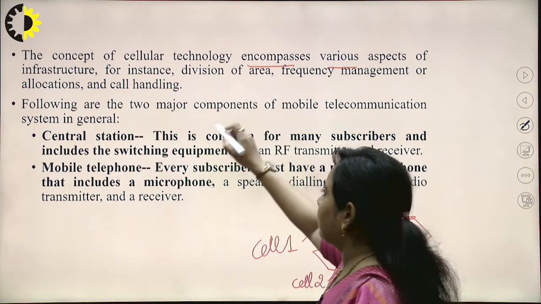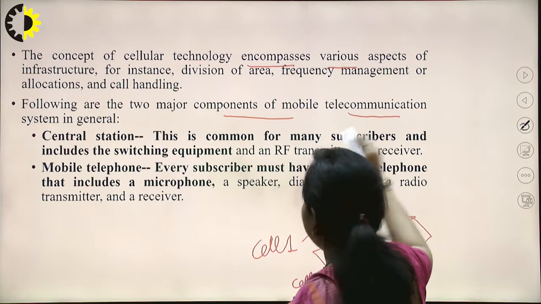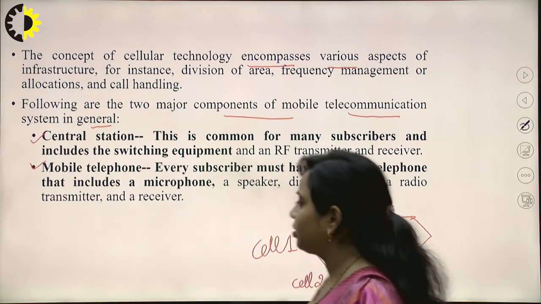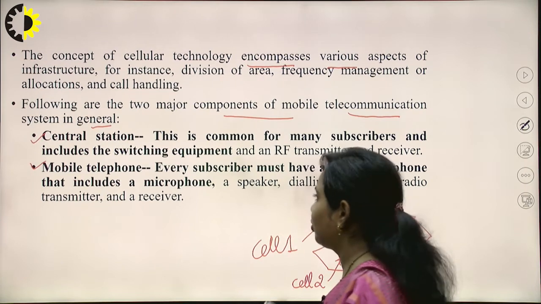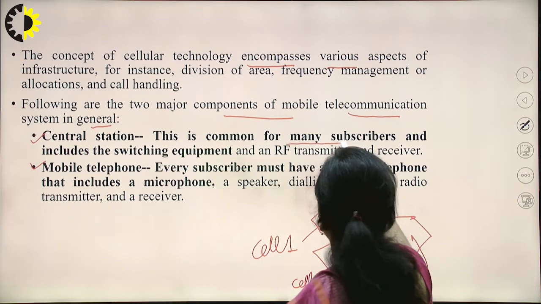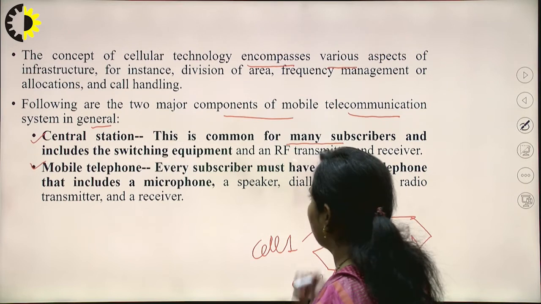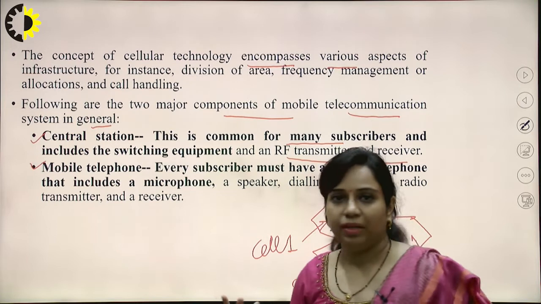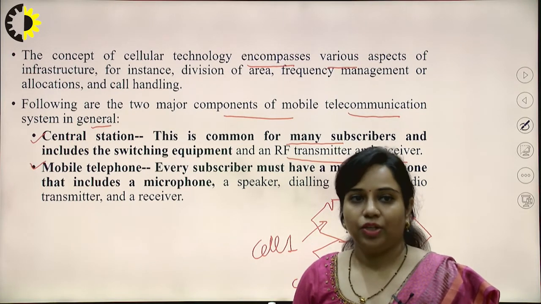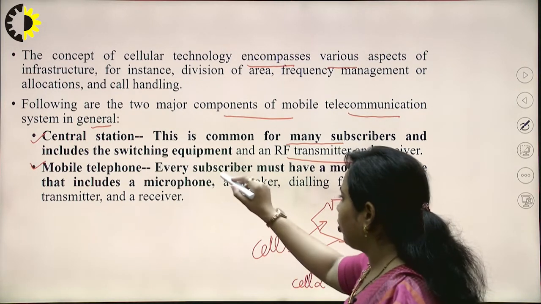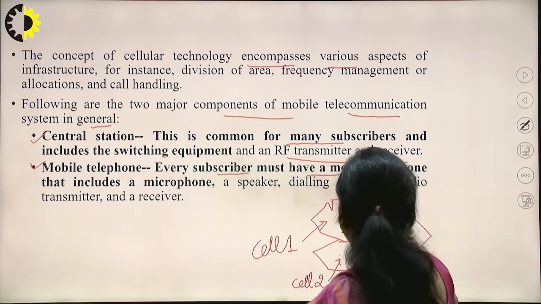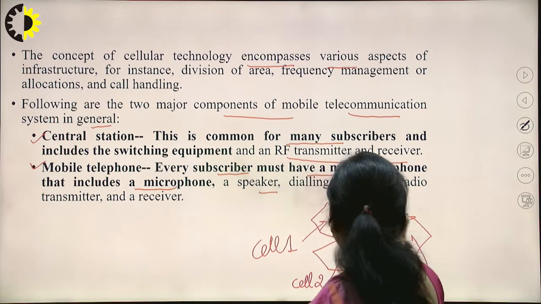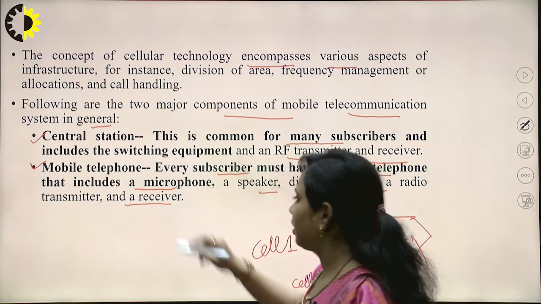Following are the two major components of the mobile telecommunication system in general. The first is the central station. This is common for many subscribers and includes the switching equipment and an RF transmitter and receiver. The second is the mobile telephone. Every subscriber must have a mobile telephone that includes a microphone, a speaker, a dialing facility, a radio transmitter and a receiver.